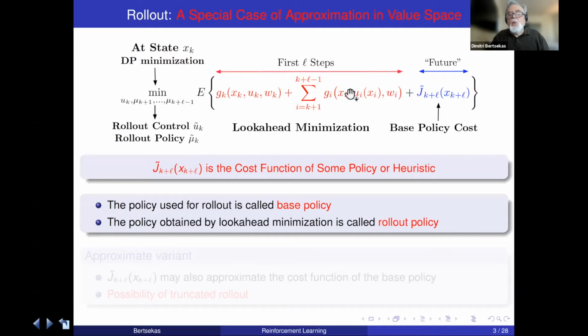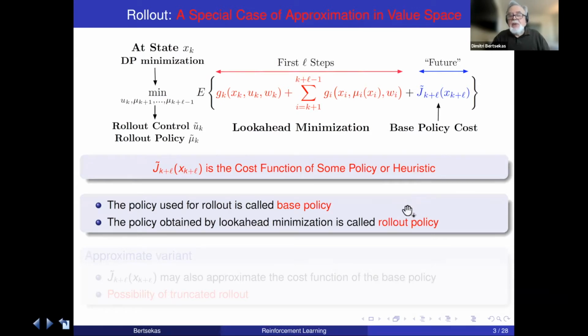And of course, we have one-step look-ahead minimization, multi-step look-ahead minimization. I'm showing here the multi-step case. In either case, we obtain a rollout policy, this mu tilde, which will use this name. It's a rollout policy. It's an honest to goodness policy. At every state, at every possible state, it defines a control through this minimization.